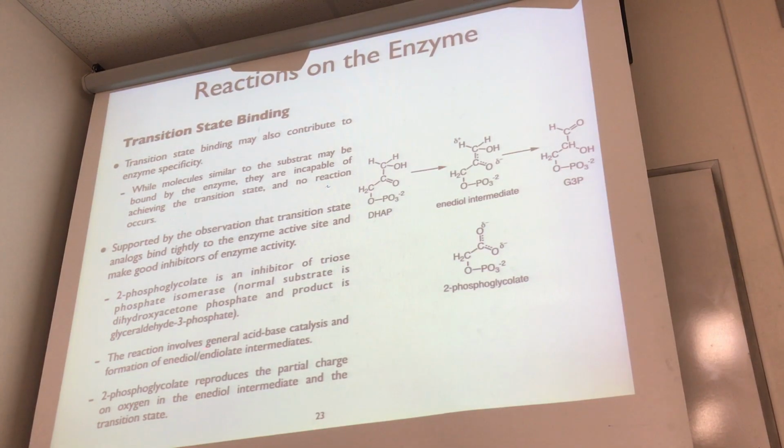The reaction involves general acid-base catalysis and formation of enediol intermediates. 2-Phosphoglycolate reproduces the partial charge: this delta negative and this delta plus down here. We have delta negative down here, delta negative up here, and then full negative here. So it replicates this portion of the charge.